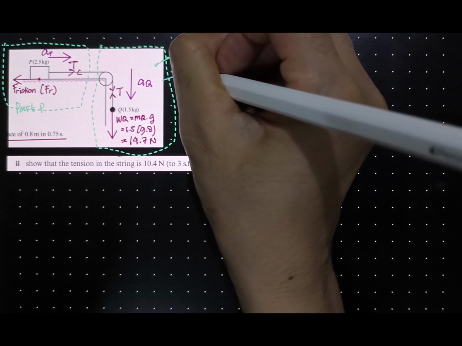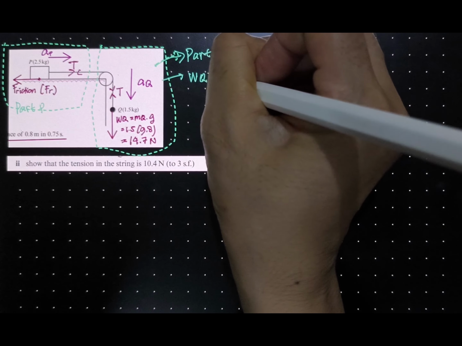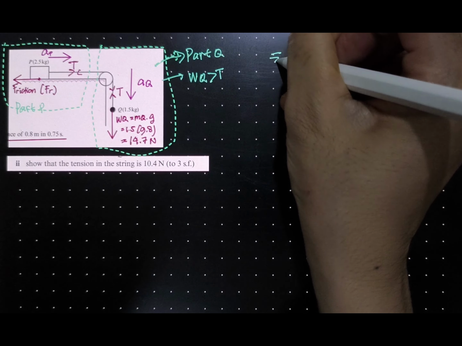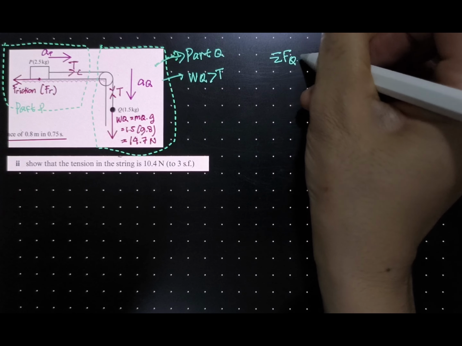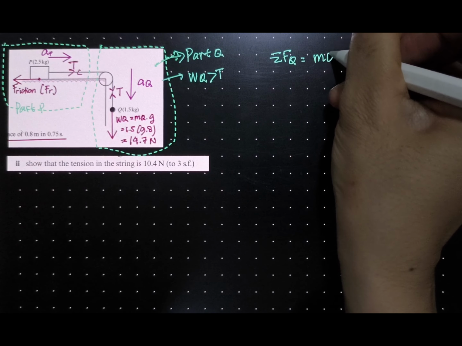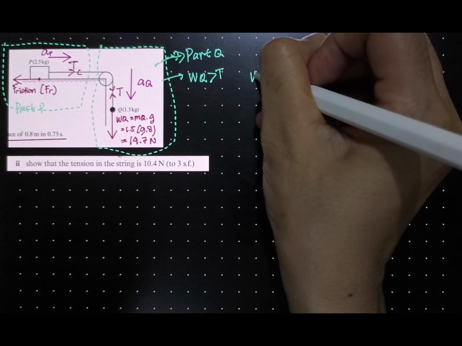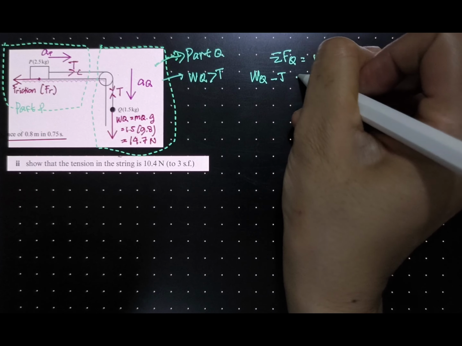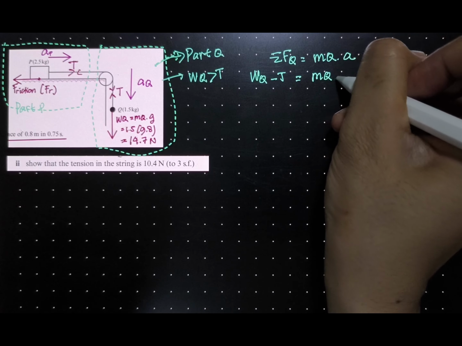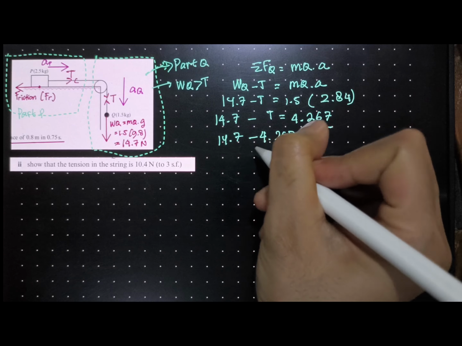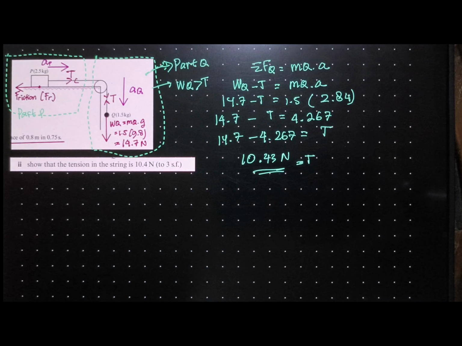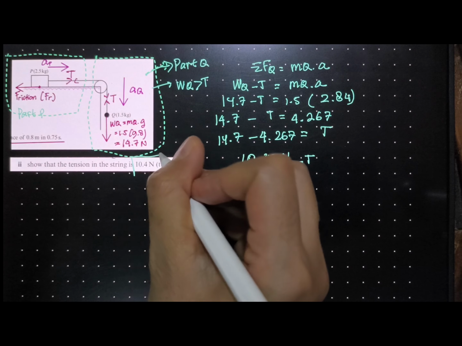Since particle Q moves downward, the weight of Q is greater than the tension. So we can write the sum of forces acting on particle Q equals mass of Q times acceleration. Weight of Q minus tension equals mass of Q times acceleration. Substitute all numbers, then we can find T, which is 10.43 Newton.